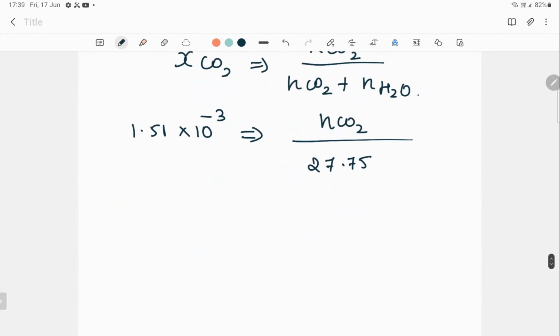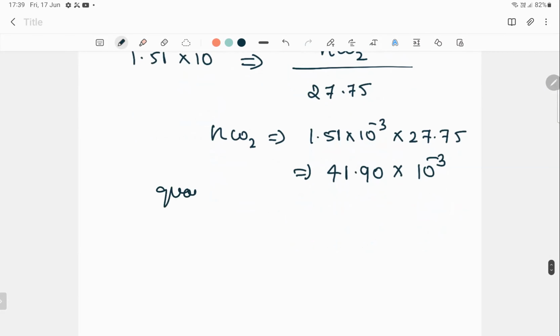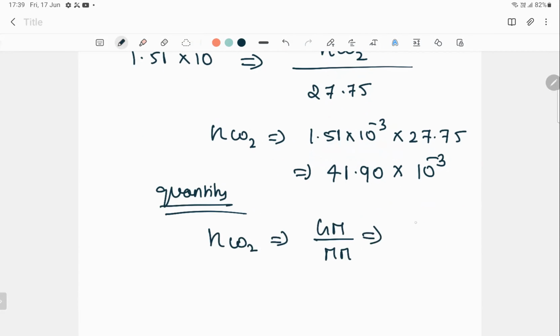Okay. So now multiply this thing. Number of moles of CO2 is equal to 1.51 into 10 to the power minus 3 into 27.75. So 1.51 into 27.75 is equal to 41.90 into 10 to the power minus 3. So now, they are asking quantity. Quantity is nothing but number of moles.